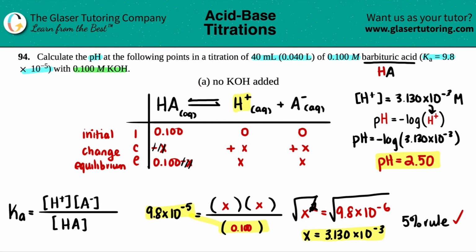And just moving forward, as we keep adding more and more and more base, the pH value should go up. So as you increase your amount of the KOH that we're going to add, this number should technically rise because we're getting more basic. But that's for the next one.